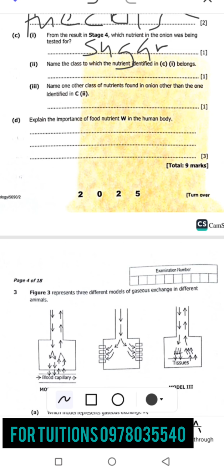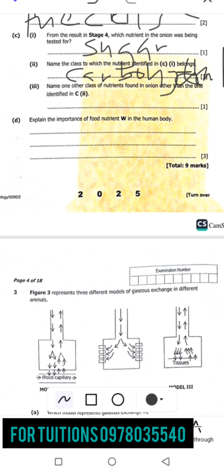Then name the class to which the nutrient identified in C1 belongs. So sugar is a what? It's a carbohydrate. So that is a carbohydrate. That's the solution.